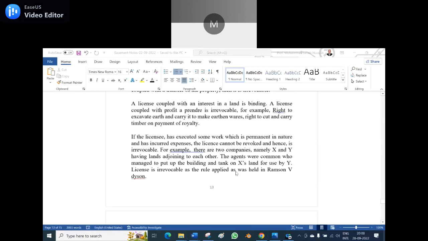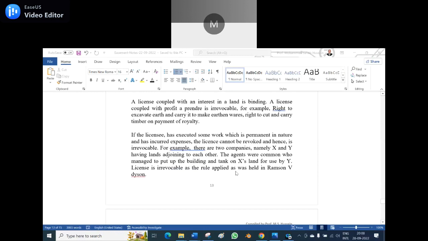Now let us see, if the licensee has executed some work which is permanent in nature and has incurred expenses, the license cannot be revoked and hence it is irrevocable. When you get a license which is of a permanent nature, and expenses are incurred for it, like a license for a light motor vehicle and heavy motor vehicle, once it is given on payment for a particular period, it cannot be revoked unless you violate it. It can be seized, penalized and sent to the court.